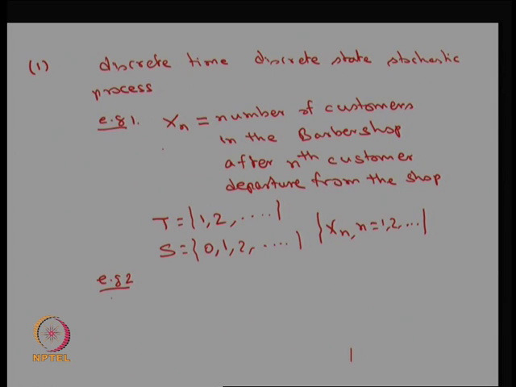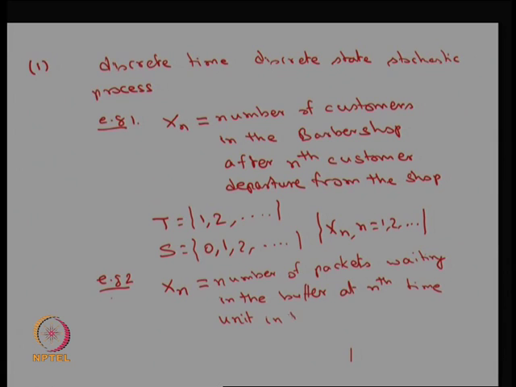stochastic process for this discrete time and discrete state stochastic process, that comes under telecommunication problems. Xn is going to be the number of packets waiting in the buffer at the nth time unit in the communication router. That means there is a communication router in which the packets are coming for transmission.